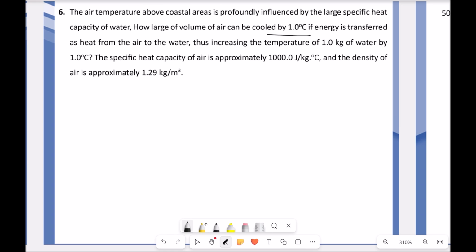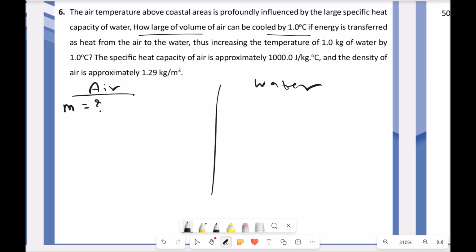First of all, we have delta T, this is water, this is air, and this one is water. So for air, we need to find the volume. For the air, we should find the volume. So we don't have the mass, okay?